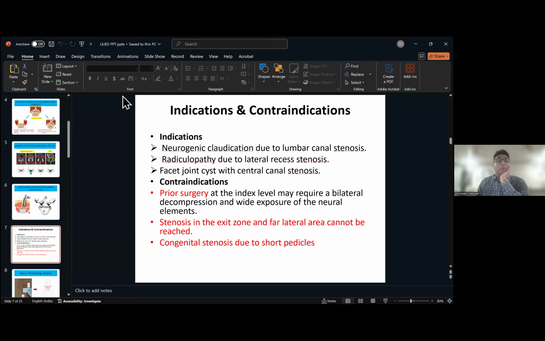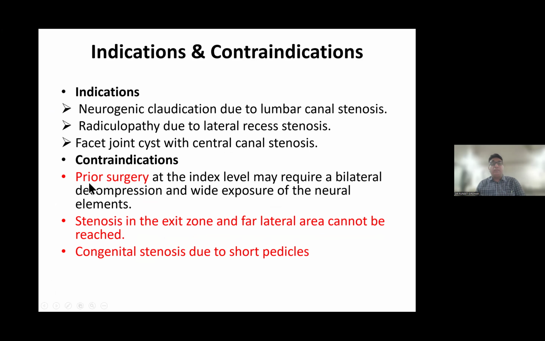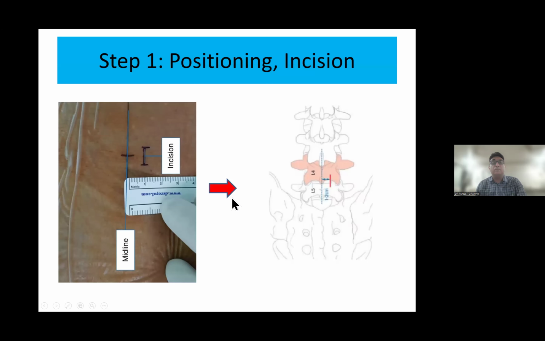So the contraindications are prior surgery at the index level, which may require a bilateral decompression, as an over-the-top MIS decompression is difficult if there is a previous laminectomy being performed, and a stenosis in the exit zone or a far lateral zone is very difficult to access through the tubular MIS approach. Another contraindication is the congenital stenosis, which may be a deterrent due to short pedicles.